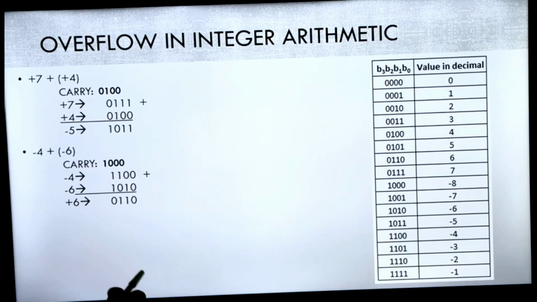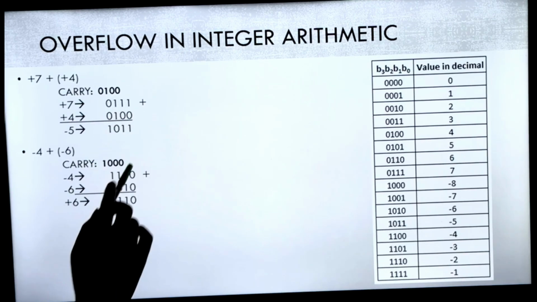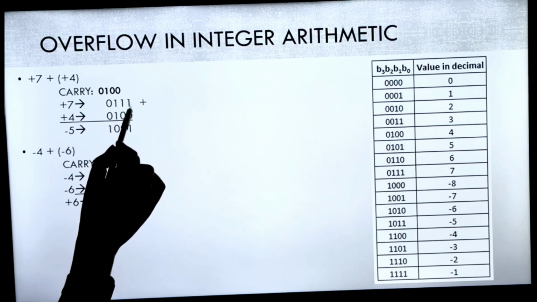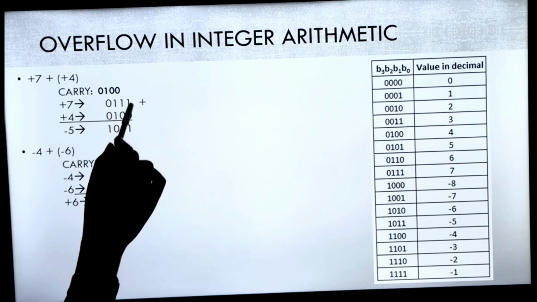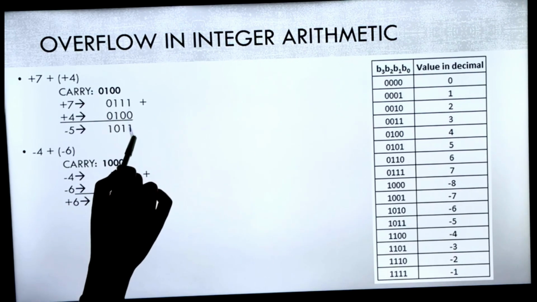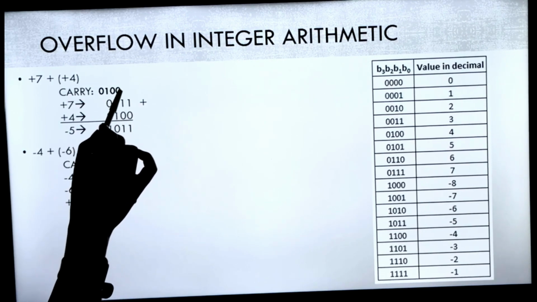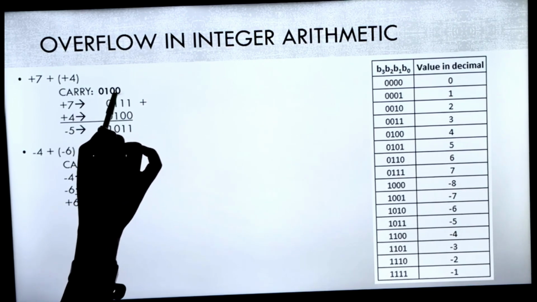Understood? Now, how to determine if there is an overflow or not? Please pay attention. What I will do is go bitwise. 1 plus 0 is 1. So here, what is the carry out bit for the first two addition? The carry out bit is 0. So I will note it somewhere, 0. This is the first carry out bit.